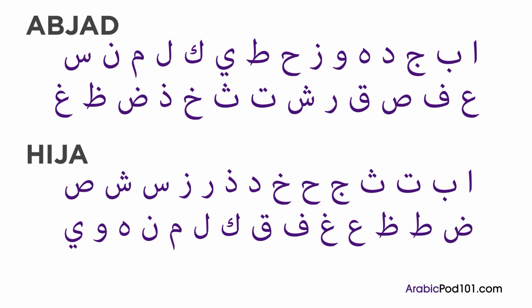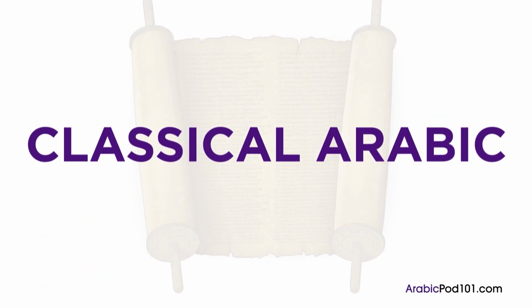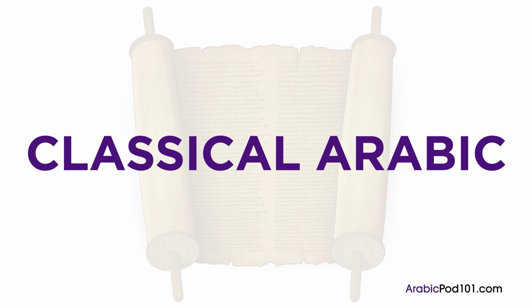Just like how there are Abjad and Hija orders of the Arabic alphabet, there are also 2 different styles of writing in Arabic. The first is Classical Arabic, the language of the Quran, and the classical literature. It differs from the other type of written Arabic in style and vocabulary, some of which is abandoned now.